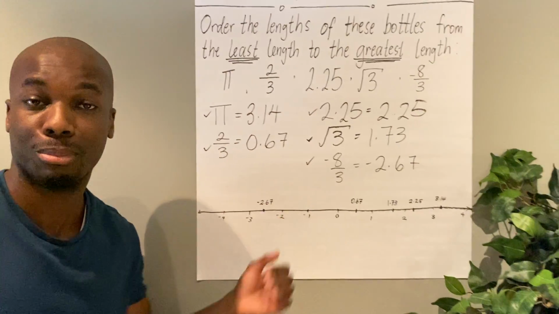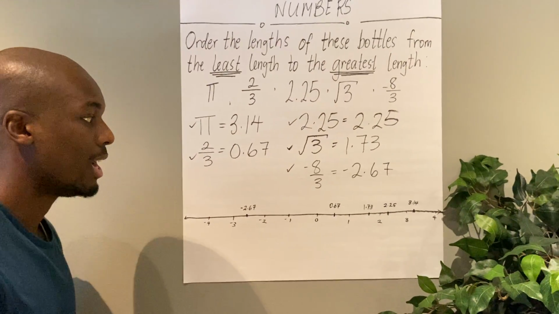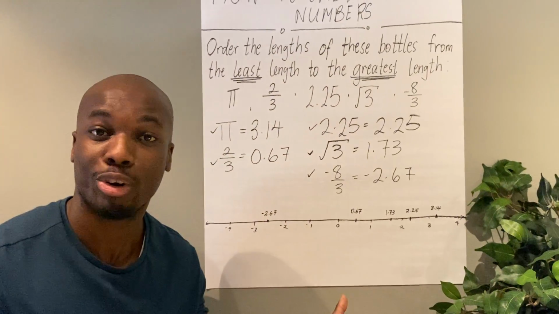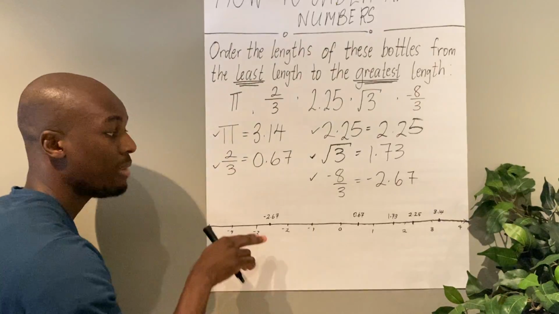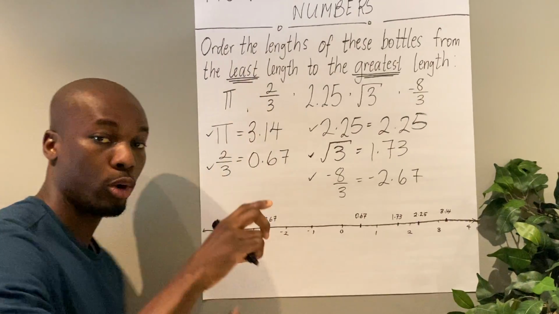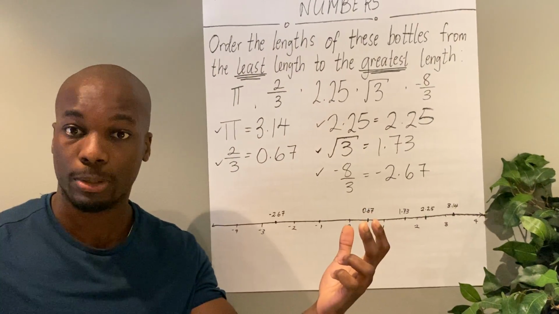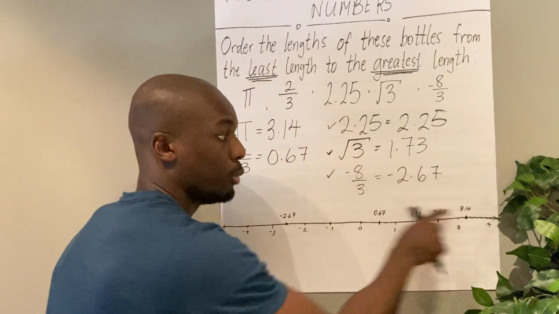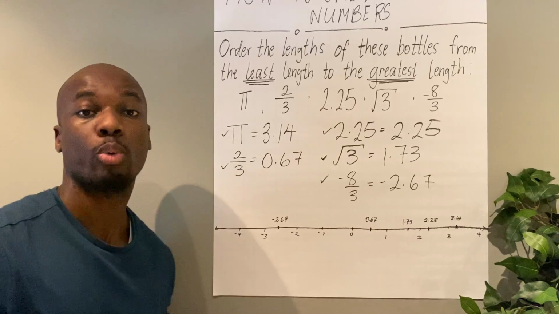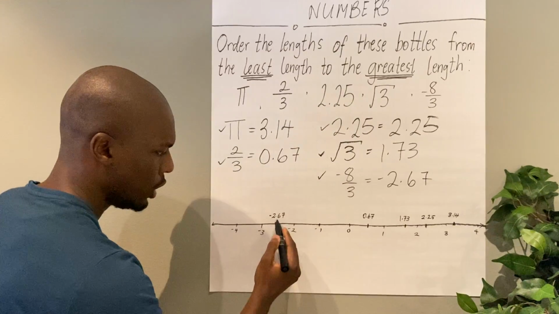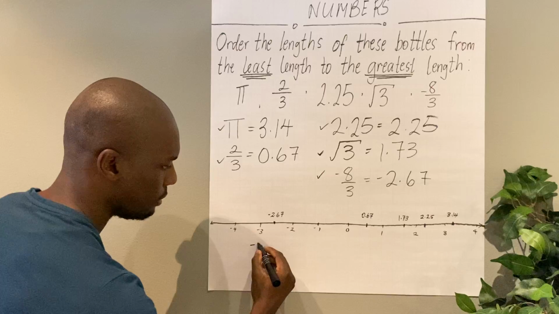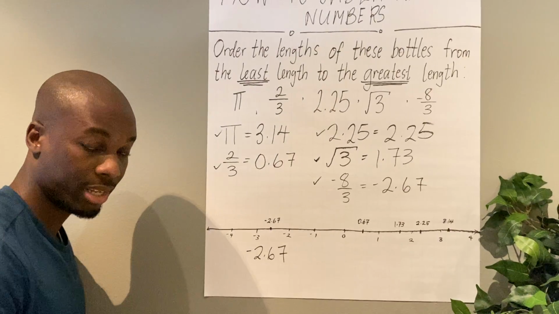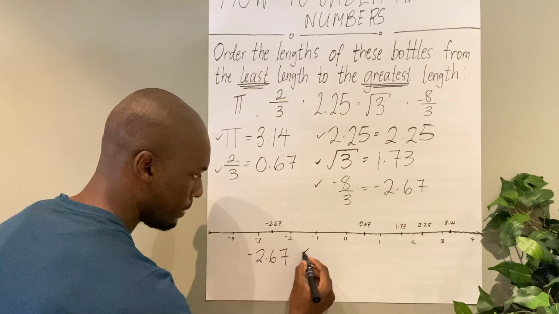So I just put all my numbers here, right? Now, like I said, just by doing this, the number line has ordered it for me. So if I'm to rewrite this in order from the least to the greatest, this would be the smallest number and that would be the biggest number. So that's what we're going to do. We're going to rewrite the numbers. So I'm going to start with negative 2.67, which is the first number, the smallest.